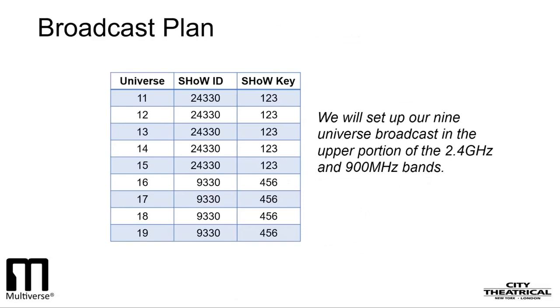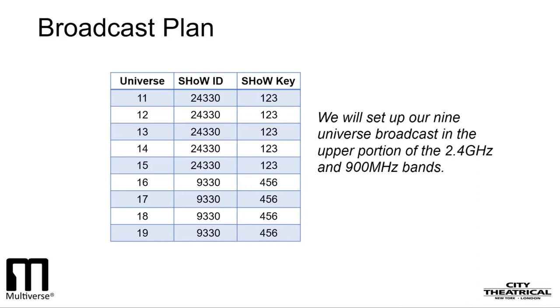To begin to do our actual setup in the Multiverse Transmitter, we'll also need to know which 9 universes we will be broadcasting. For today's webinar, we'll say we have placed all wireless DMX on our production in universes 11 through 19. This slide shows what our broadcast plan might look like for this show. It reinforces the 3 key elements that must match between all transmitters and receivers: show ID, show key, and universe.